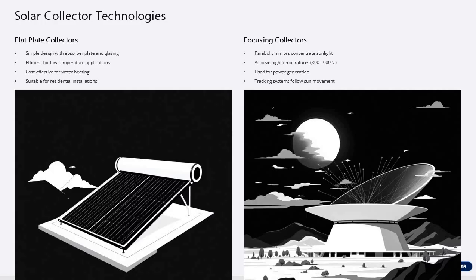Now we go to the focusing collector. It uses a parabolic mirror to concentrate sunlight and achieves high temperatures compared to the flat type collector, about 300 to 1000 degrees Celsius. It is used for power generation; a flat type collector is generally not used for power generation. Because it has a tracking system that follows the sun's movement, the efficiency of the focusing collector is much better than flat type collectors.